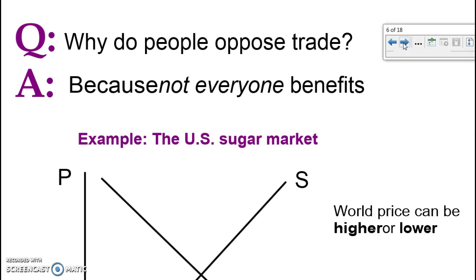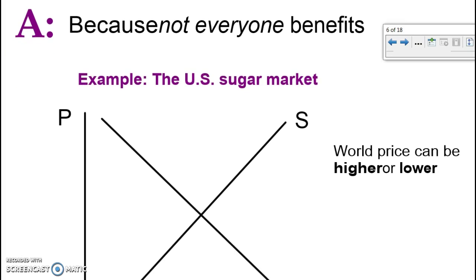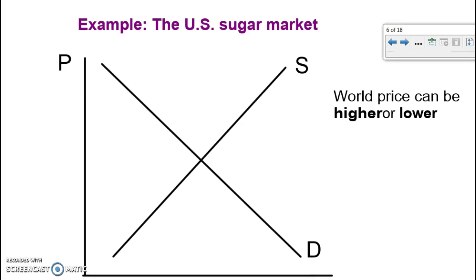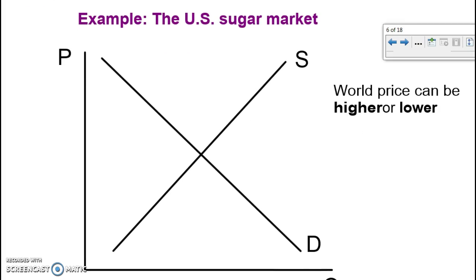So we can see that we've moved toward trade, but yet lots of people are against trade, and the reason for that is because not everyone benefits. If we look at this, this is an autarky sugar market, and if you remember I said last time, autarky means not open to trade. And if this economy, the U.S. in this case, decides to open to trade, the world price might be higher or lower than our domestic price. Let's say that the world price, most likely it's going to be lower. So let's say the world price is down here.